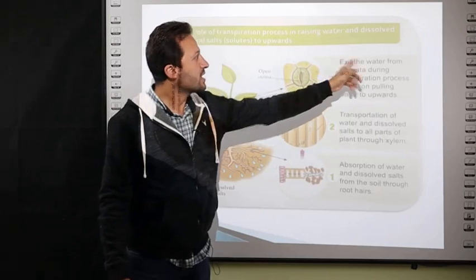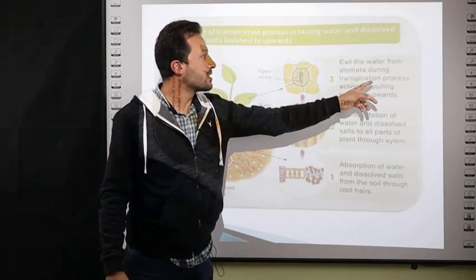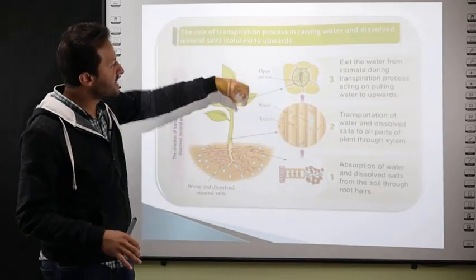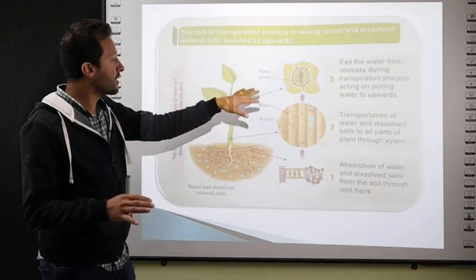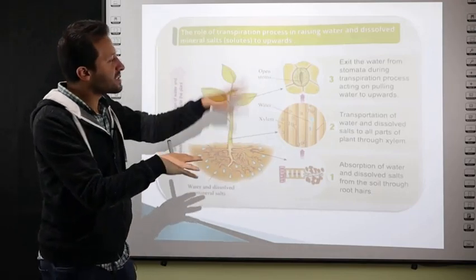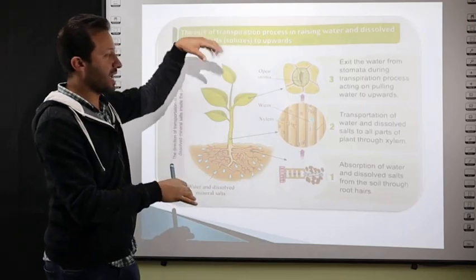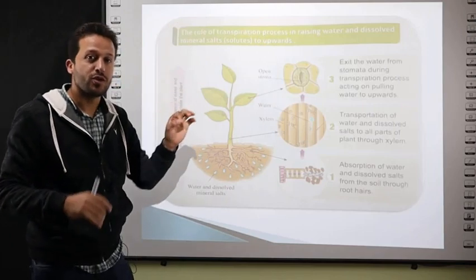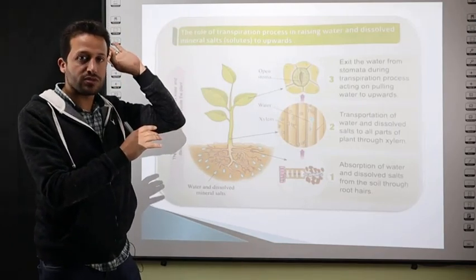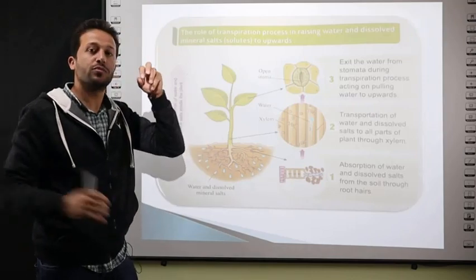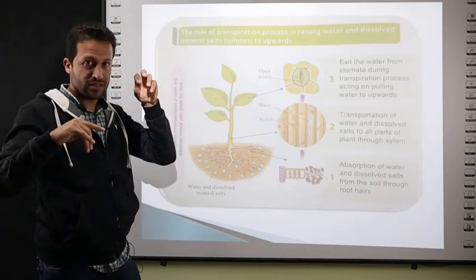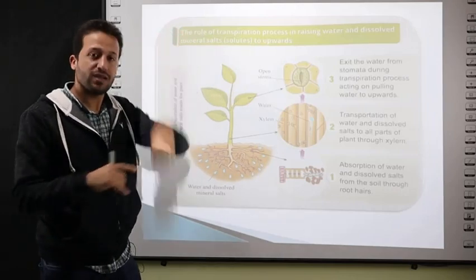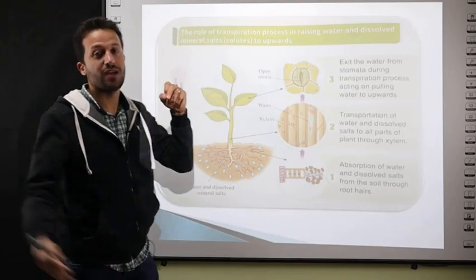Okay, number three, exit of water from stomata during the transpiration process, acting on pulling water upward. So when the leaves of the plant lose water, this pulls the water from the stem, and when the water in the stem is pulled, this pulls the water from roots. So losing of water upward helps in pulling water from downward. Again, losing of water upward in leaves by transpiration pulls the water from downward, from stem and root.